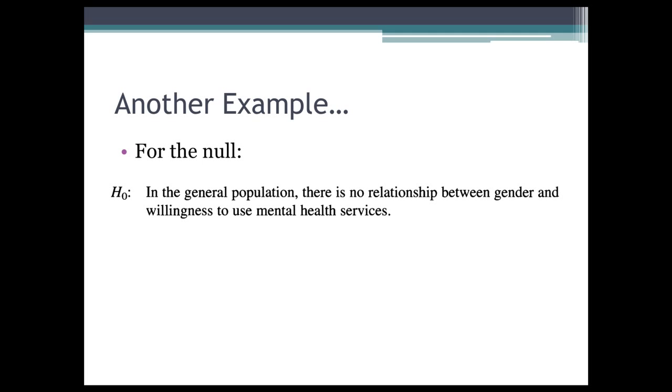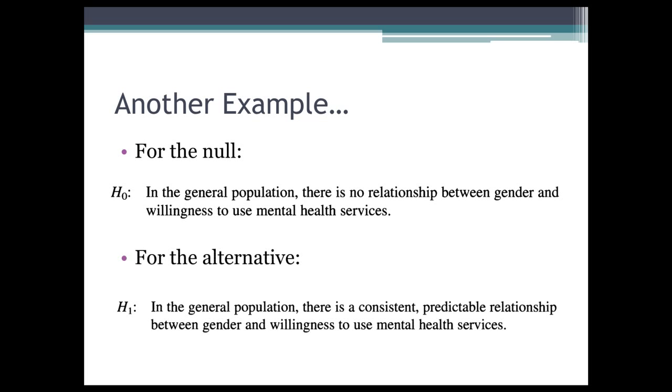Let's talk about another example using the chi-square test for independence. We have the null hypothesis that states that in the general population there's no relationship between gender and willingness to use mental health services. For the alternative hypothesis, we can state that in the general population there is a consistent, predictable relationship between gender and willingness to use mental health services.